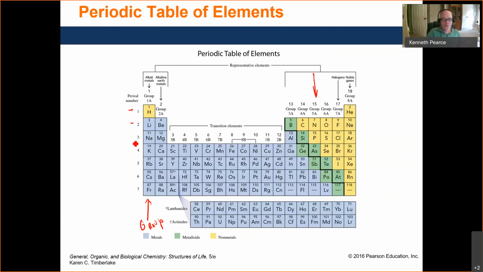Those are the periods. Periods 1, 2, 3, 4, 5, 6, 7. Those are rows. The period is not terribly important. What matters really is the group. And you need to be able to say what group an element is a part of. Now, what makes a group important? These groups like alkali metals, here's the alkali earth metals, here's the halogens and noble gases and transition elements. But what makes a group important is groups share chemical properties.